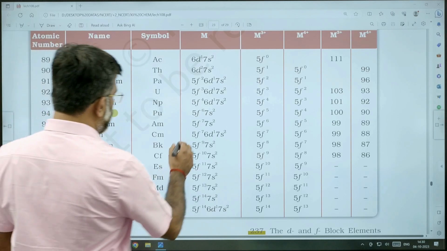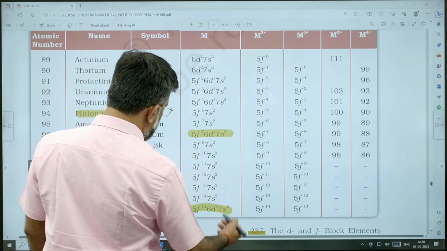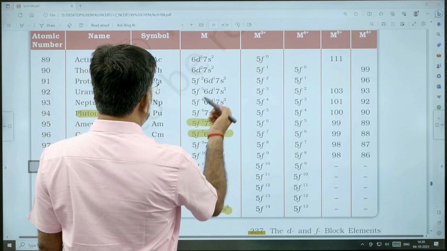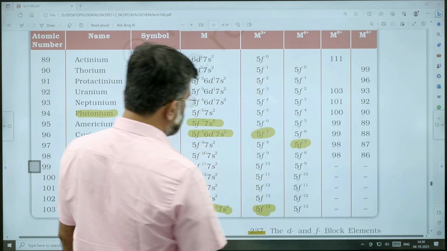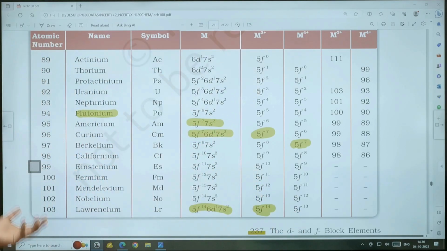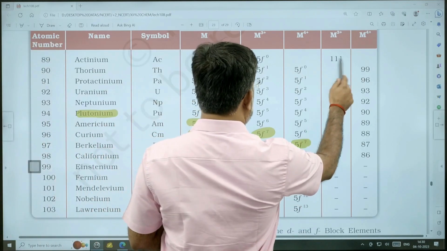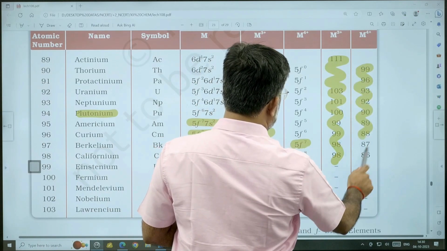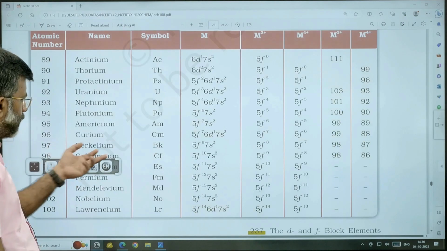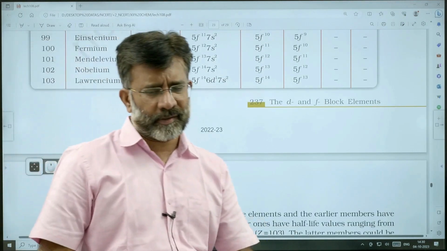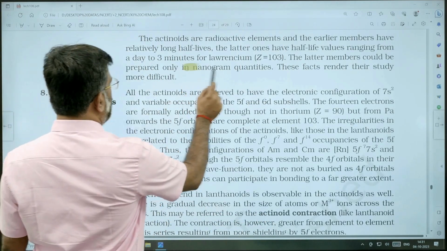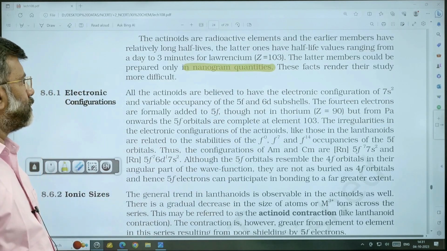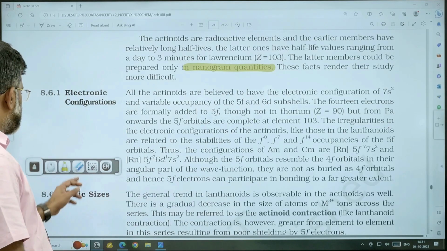Here also you can find some configurations, which you may kindly make a note of. There is a possibility of F7 systems and F14 systems. We can predict how they're going to ask. Here also there is a contraction, actinoid contraction. There is contraction, but not much of the chemistry like lanthanoids, because many times they are prepared in nanogram quantities. So the chemistry is not that prominent.